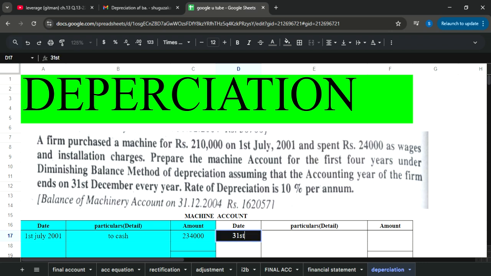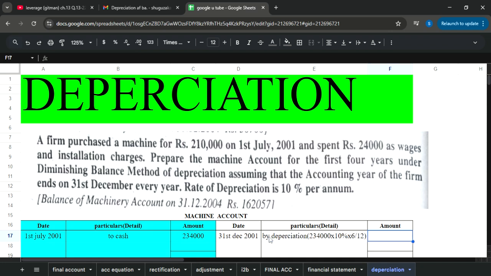When? At the end of year. 1st December 2001. Here you will charge depreciation. How you will charge? Value of asset is 234,000 and here look, rate is given 10%. So multiply by 10%. But beside that, please note, from 1st July to 31st December, start counting the time period: July, August, September, October, November, December. So it means 6 months. So multiply by 6 and divided by 12. In this way you will calculate the depreciation.